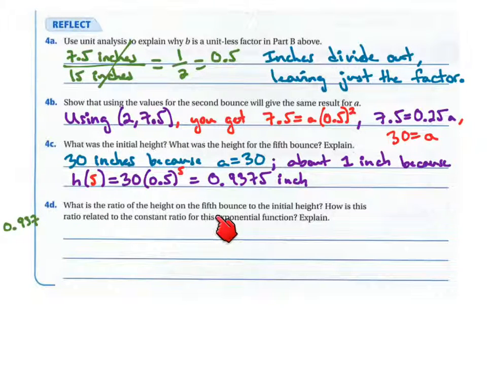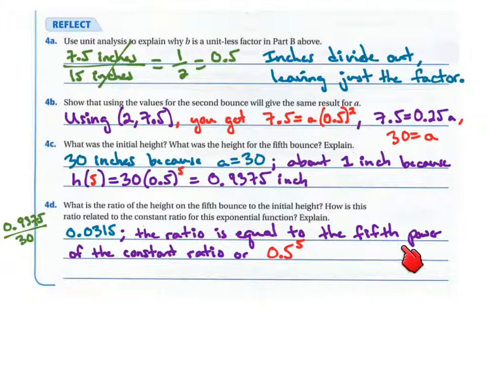What is the ratio of the height of the fifth bounce to the initial height? So if we use that real number that we had, 0.9375 over 30, that's our ratio. How is this related to the constant ratio for the exponential function? Well, if we divide this out, we end up with 0.03125. And how is that related? The ratio is equal to the fifth power of the constant ratio, or 0.5 to the power of 5. So this number right here, which is a result of this ratio, is 0.5 to the power of 5.